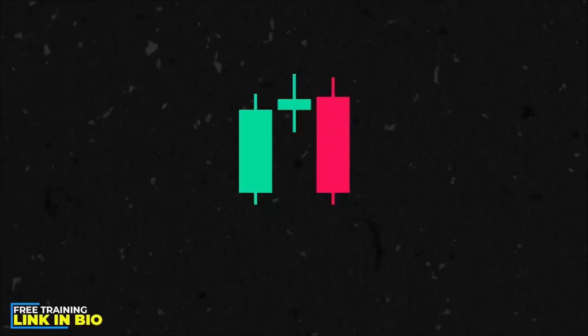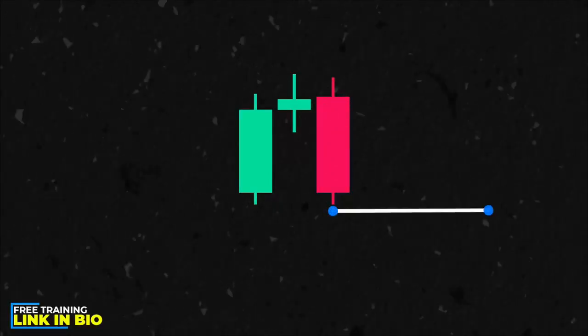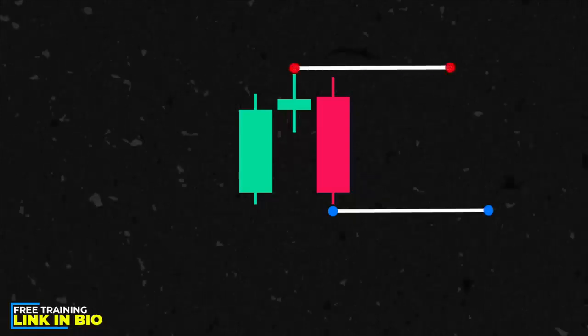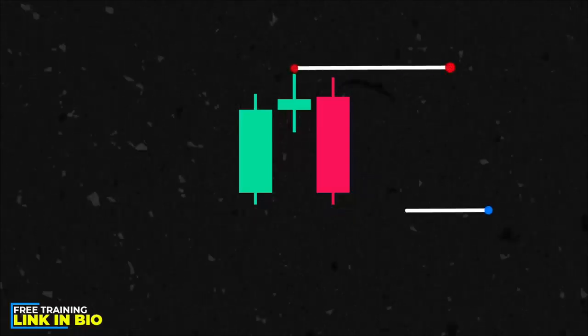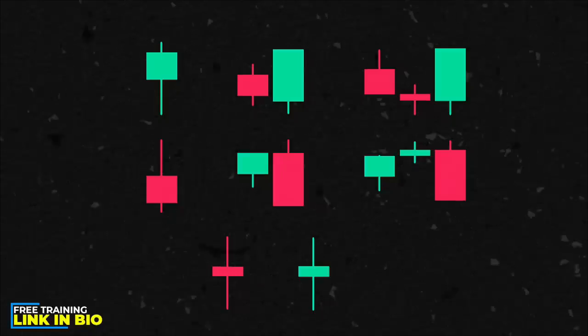price down. To enter a sell trade here, we place a sell trade below the low of this candle and keep our stop loss above the doji candle. So these were the 7 candlestick patterns that can help you spot trade opportunities, but we are not done yet.